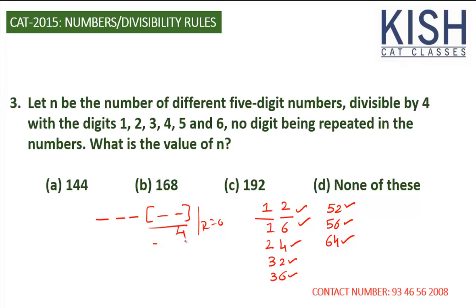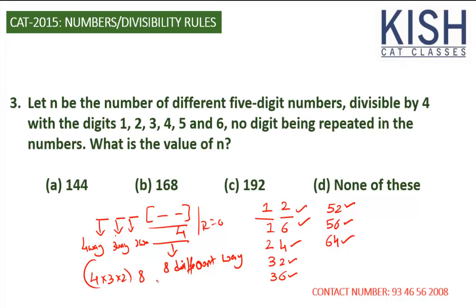Now, if these things can take 8 different ways, now these numbers can be filled in. That's a very simple thing. It's just a combination of numbers as well as permutation and combination. If the last two digits can be filled in 8 different ways, to fill the first 3 digits, we have got 4 digits available. So this can be filled in 4 ways. This is in 3 ways, and this in 2 ways. So that's going to be 4 into 3 into 2 into 8 different numbers.